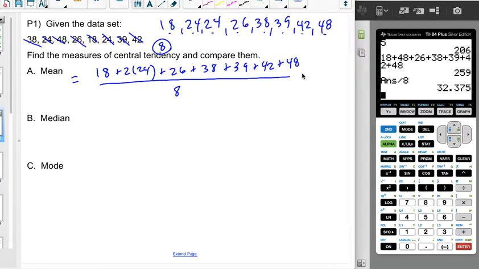So I get that this is a 259 divided by 8. And I don't have to put an approximately symbol because it actually is 3 places after the decimal. I'm neither rounding nor truncating. That is actually the value.